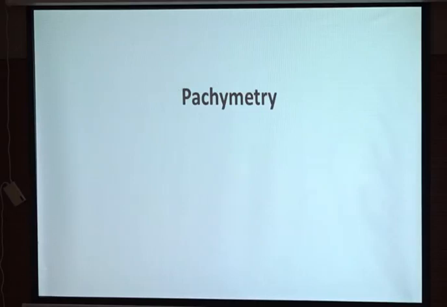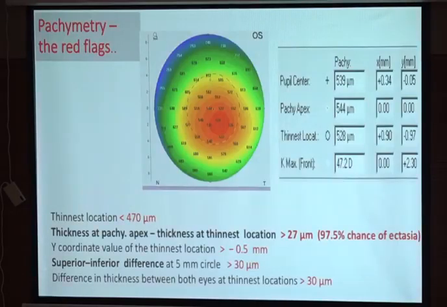The other thing is the pachymetry. Once we talk about the corneal thickness, I'll straight away first tell you what the red flags are. So when do we need to be suspicious? If the thinnest location is less than 470 microns, okay? If the difference between the thickness at the apex of the pachy and the thinnest location is more than 27 microns, that has been shown to have a nearly 97% chance of ectasia. So more than a 27 micron difference.